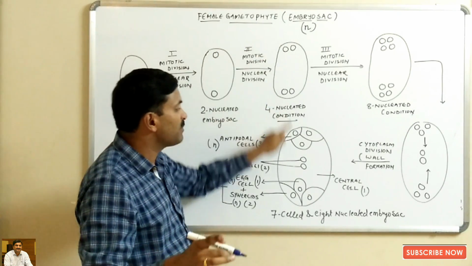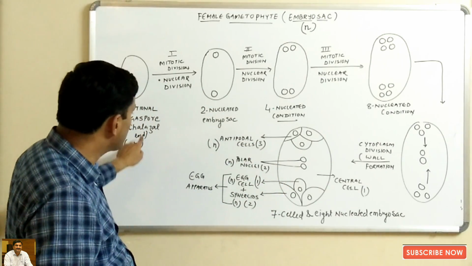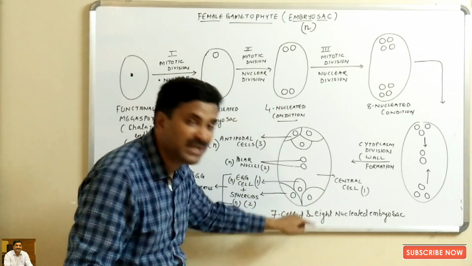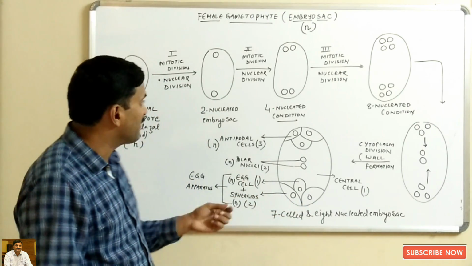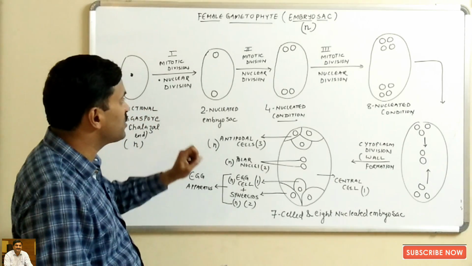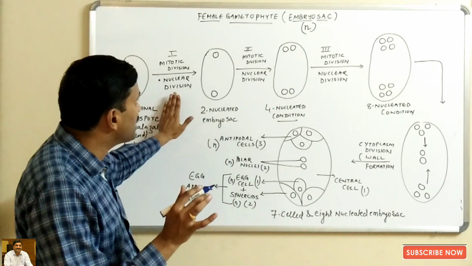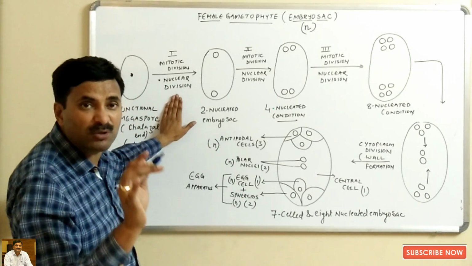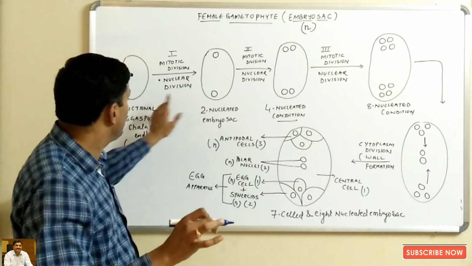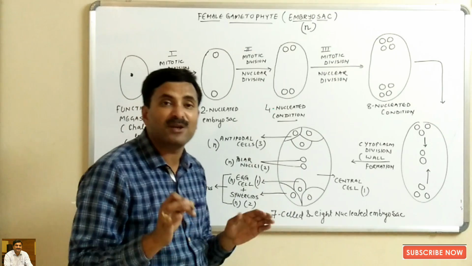And why is it haploid? Because it is actually formed by a functional megaspore. The functional megaspore was N, and the embryo sac which is formed here is also N. Why? Because during the development of the embryo sac, no meiosis has happened. Only mitotic division has happened, and mitotic division never changes the chromosome number or the ploidy level. So if the functional megaspore is N, the formed embryo sac will also be N.